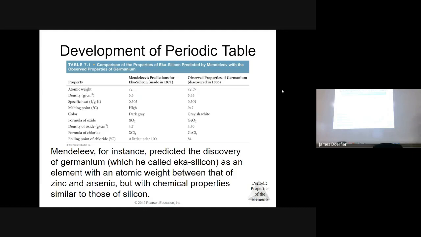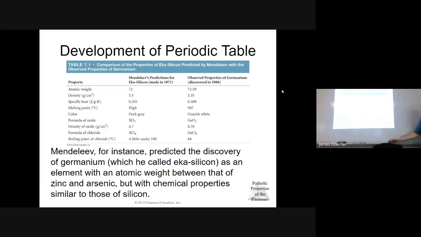So when he was developing his table, at the time, there were roughly 60 or a little bit more than 60 known elements. Today, there are 118 confirmed elements on our table. So he only had close to half of what we have today to work with. And as he was putting this table together, he would make predictions. And he would put these spaces all throughout his table that he said a particular element should belong here, but we just haven't discovered it yet.